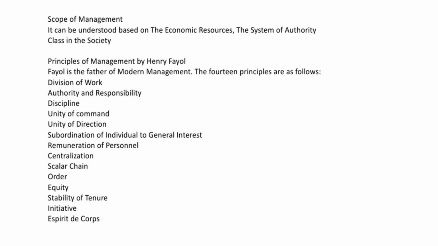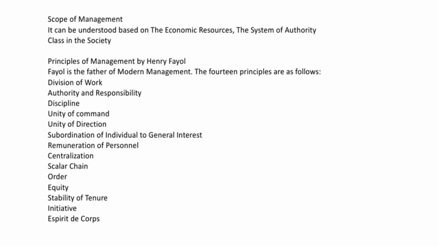Next one is scalar chain. Here the scalar chain suggests that each communication going up or coming down must flow through each position in the line of authority. It can be short-circuited only in special circumstances, when rigid following would be harmful to the organization. For this purpose, Fayol has suggested the gangplank, which is used to prevent the scalar chain from obstruction. So it is a very important concept. The communication going up or coming down must flow through each position in the line of authority.